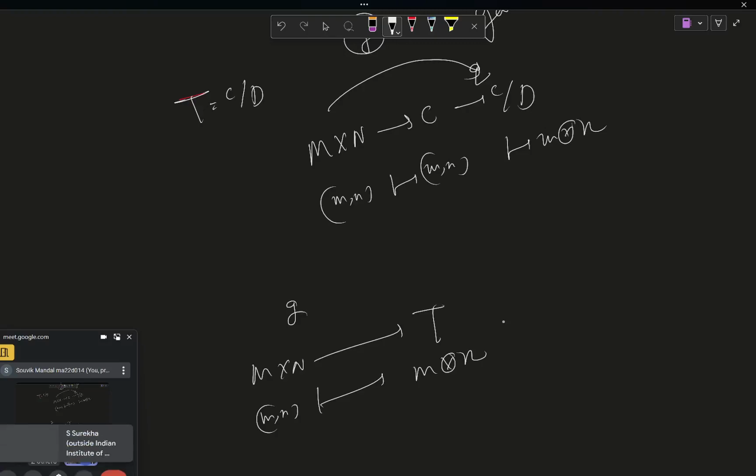And this module T, we denote it as capital M tensor capital N, and in the suffix of the tensor sign we write the ring, small a. This is the notation: M tensor N, with a under the tensor sign. Do you understand? Till now, do you understand?